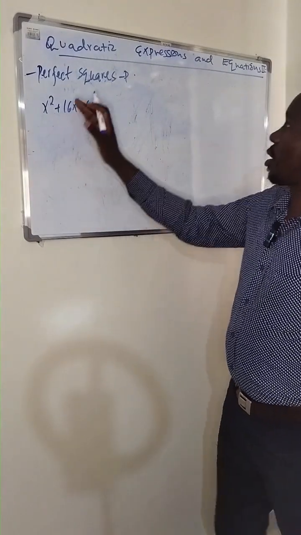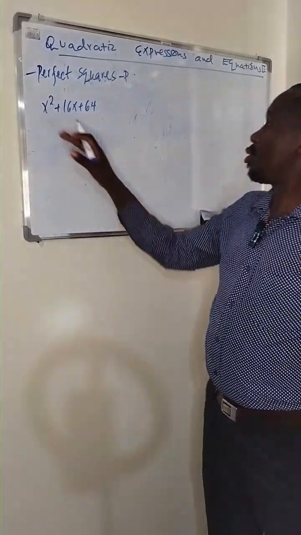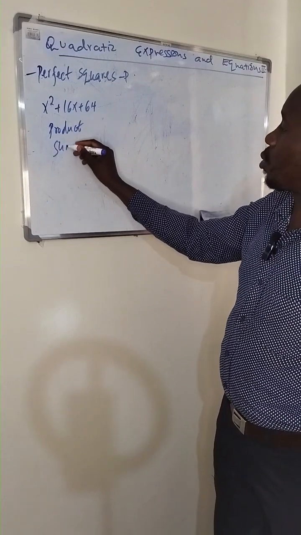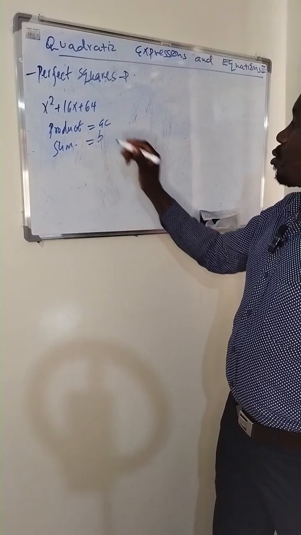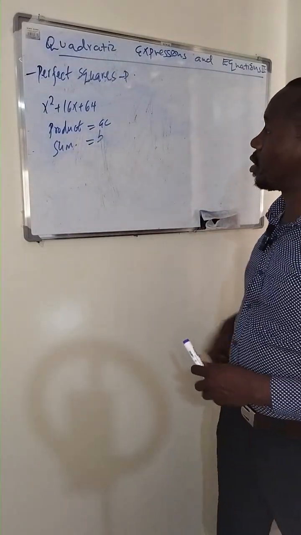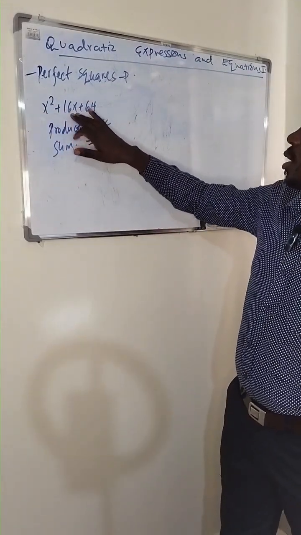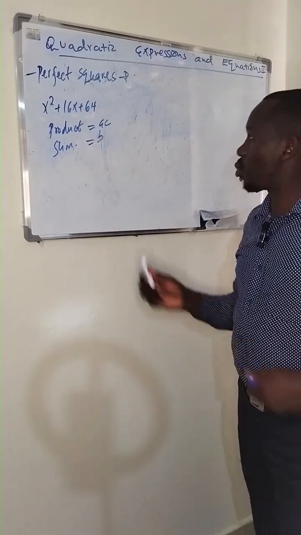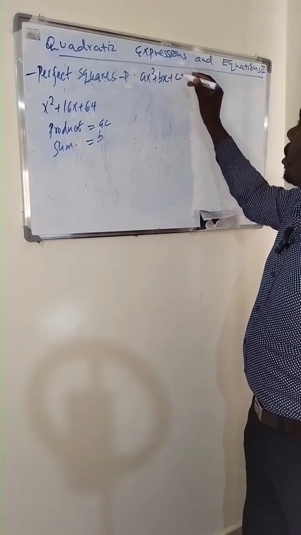If you can remember what we did in Form 2, in quadratic expressions, for you to factorize this, you must think of two numbers which, when you multiply, the product is equal to AC and the sum is equal to B. If you may recall, A was the coefficient of x squared, B is the coefficient of x, and C is the constant, 64. So generally, a quadratic equation takes the form ax squared plus bx plus c.